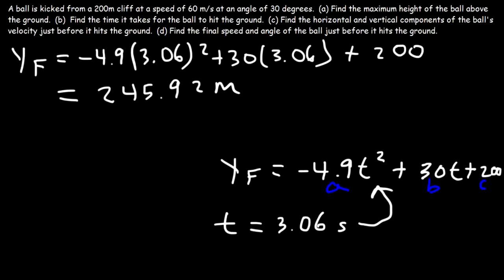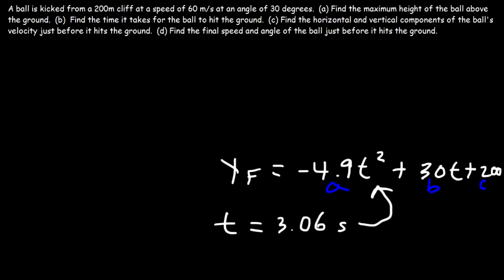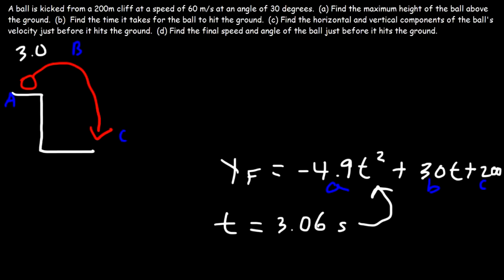Now what about part B? How can we find the time it takes for the ball to hit the ground? Now keep in mind, we already have the time it takes for the ball to go from position A to position B. At that time, we know it's about 3.06 seconds. Now, if we could find the time it takes to go from B to C, then we can add those two values and get the total time.